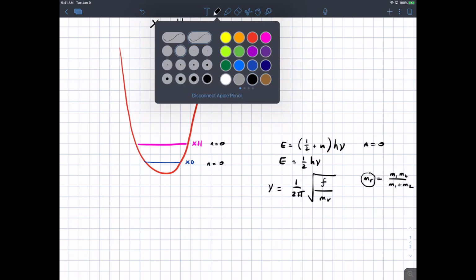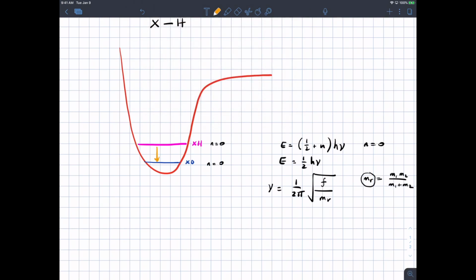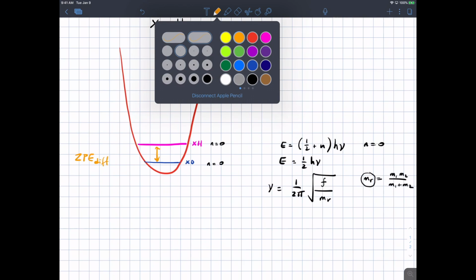Now, the difference in energy between these two levels, we're going to call that the zero-point energy difference. So that's the basic fundamental principle. Now, how does this influence reaction rates? We did sort of a crude thought experiment. Crude meaning rough and not accurate, not like vulgar or inappropriate.